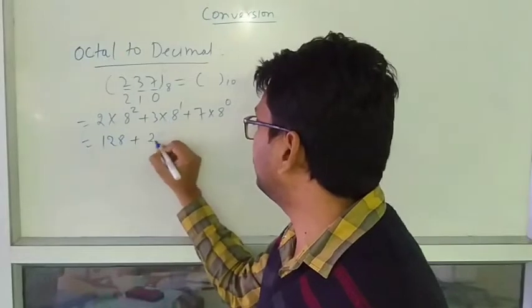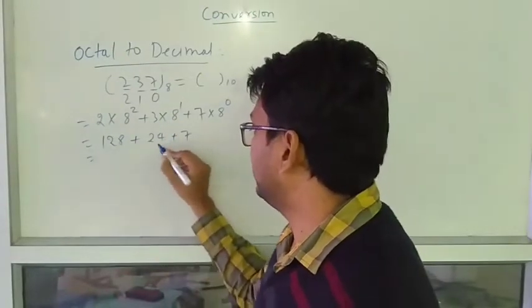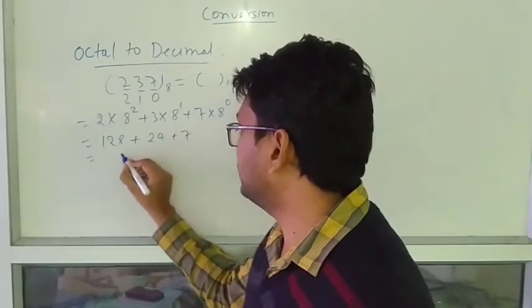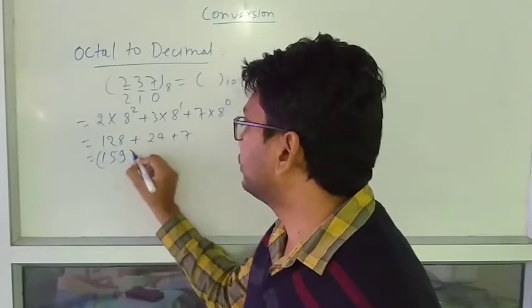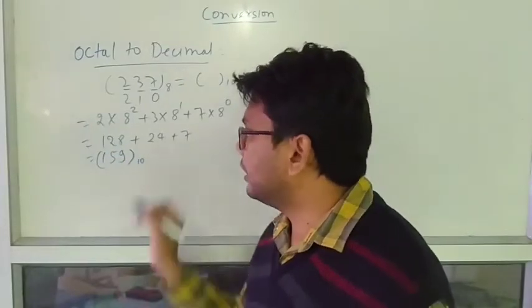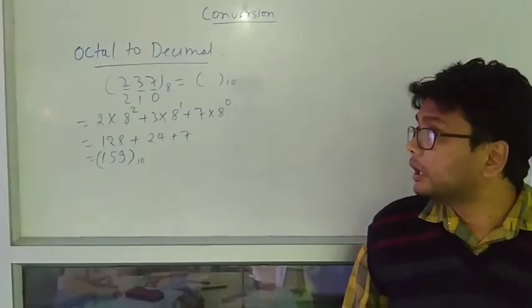Now we can say 64 multiplied by 2 is 128, then 24, then 7, then here it is 159. So here we can say that we can easily convert the octal number into the decimal one.